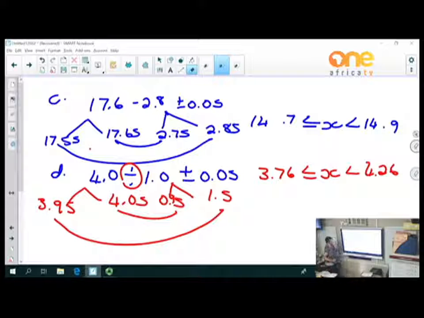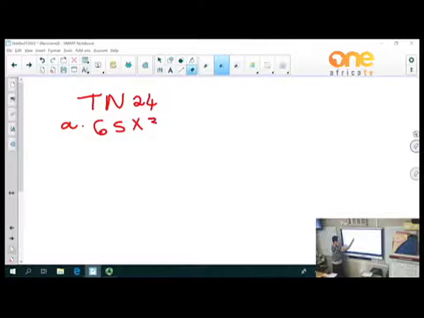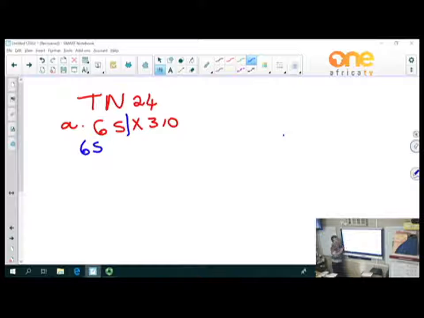Okay, now we move over to Try Now 24, which was the homework. 65 times 310. Now they say calculate the lower and upper bounds, each to two significant figures. If we look at those numbers now, they're not the same for two significant figures. Can you see? They're going to differ. So if we take the 65, what will be to two significant figures there? What is half of the next unit? Plus or minus 0.5. So here the upper bound is 65.5 and the lower bound 64.5.